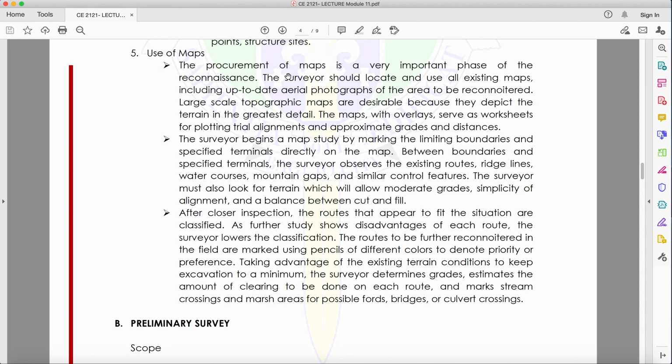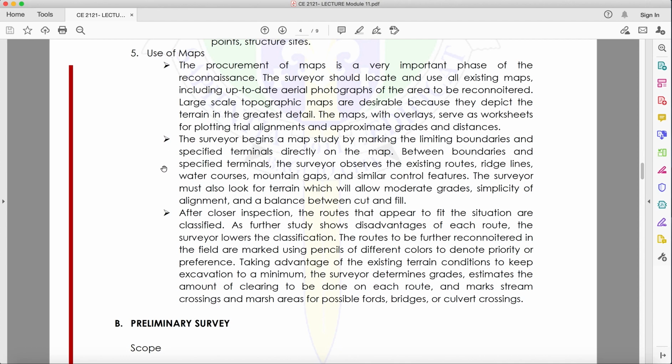The procurement of maps is a very important phase of the reconnaissance. The surveyor should locate and use all existing maps, including up-to-date aerial photographs of the area reconnoitered. Large-scale topographic maps are desirable because they depict the terrain in the greatest detail. The map overlays serve as worksheets for plotting trial alignments and approximate grades and distances. The surveyor begins a map study by marking the limiting boundaries and specified terminals directly on the map. So this is the procedure.